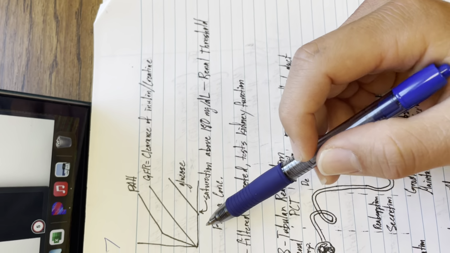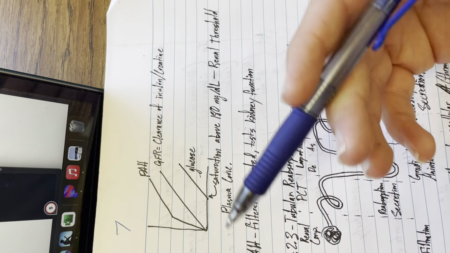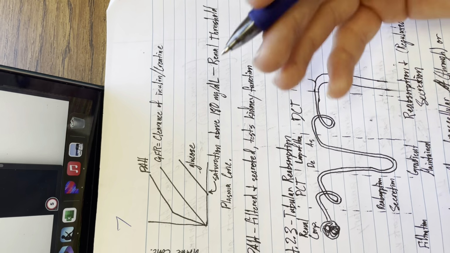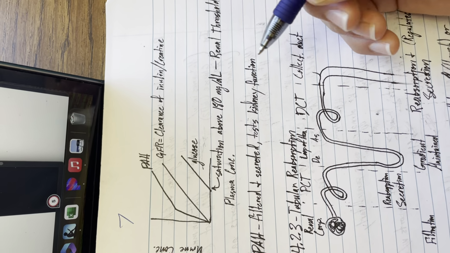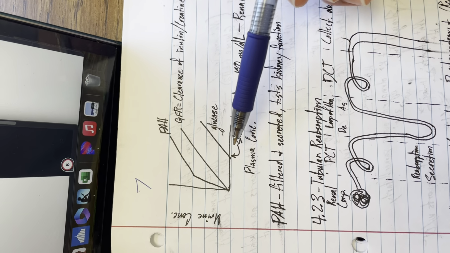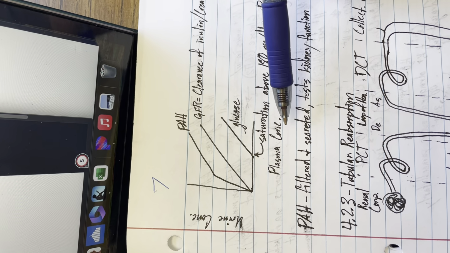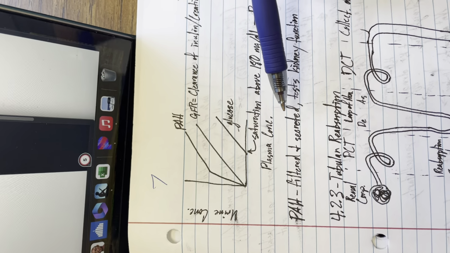But there's a point where all of the channels or all the transporters are saturated, so you can't move any faster. And this is evident in this graph here. So we have urine concentration on the left and plasma concentration on the right.